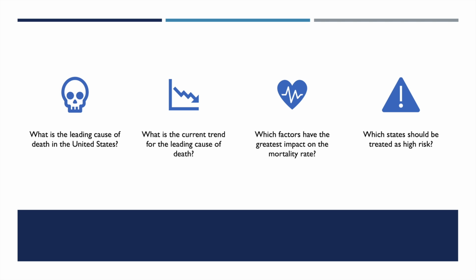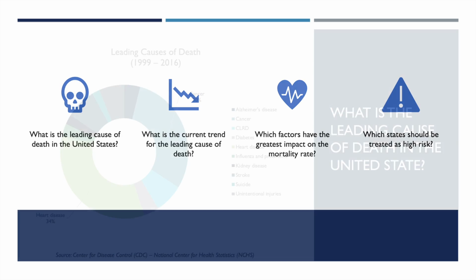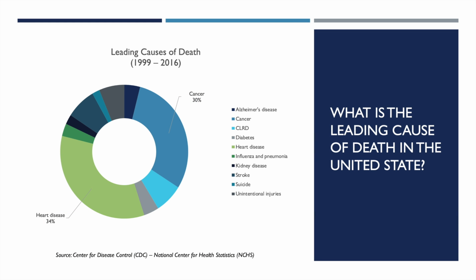Now, the answer to the first question should be pretty self-evident when we look at the results. Here, we see a breakdown in the total number of deaths by cause since 1999. And we can clearly see that heart disease is responsible for 34% of the deaths among the top 10 leading causes. This is followed closely by cancer, which represents another 30%. For the scope of this presentation, we will focus explicitly on heart disease as the leading cause.